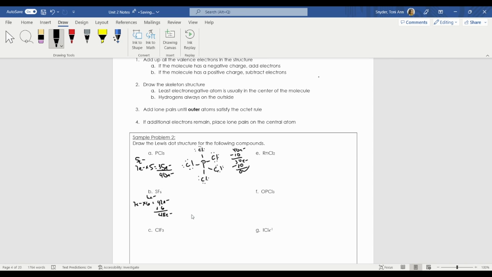Draw the skeleton structure. Least electronegative is always going to go in the middle. So I'm going to draw sulfur in the middle, and I'm going to start tacking on some fluorines here. And there's 6 of them.